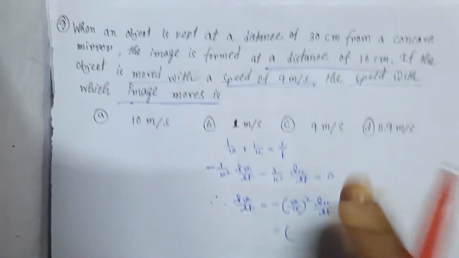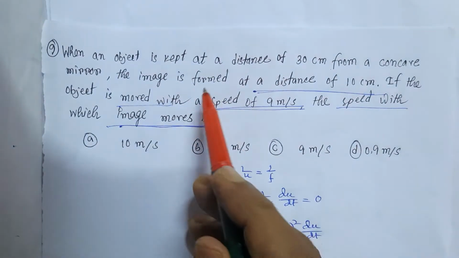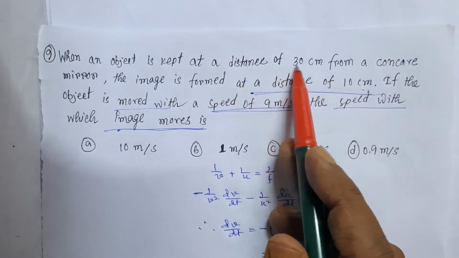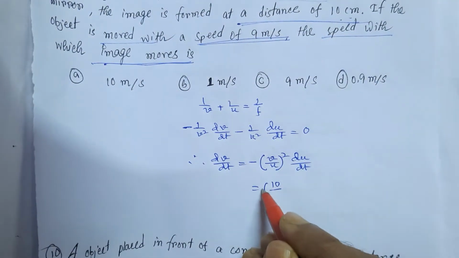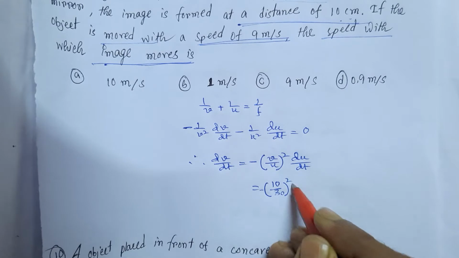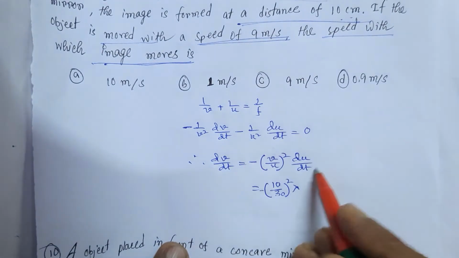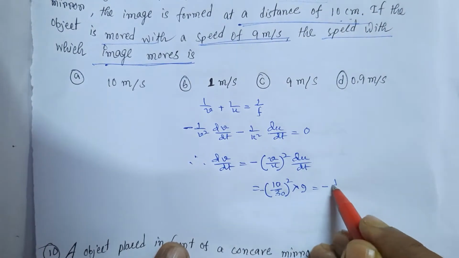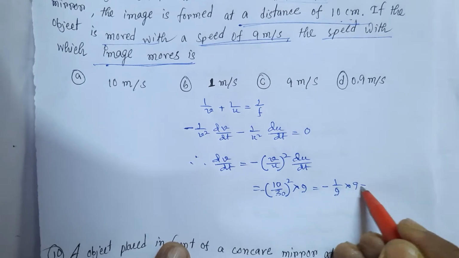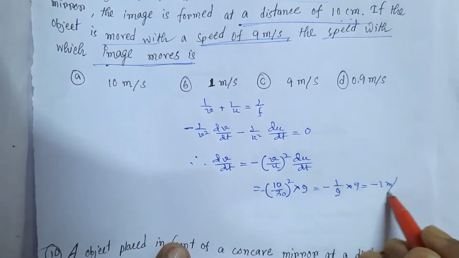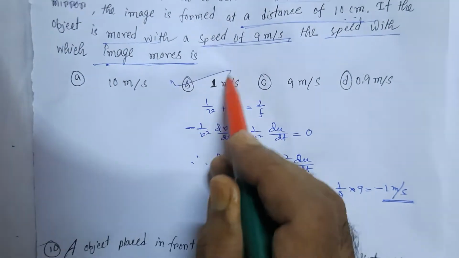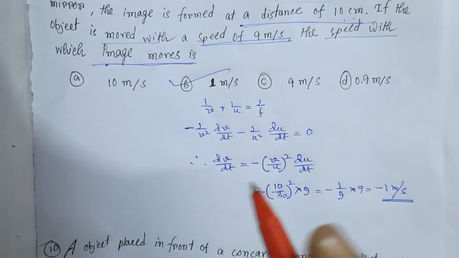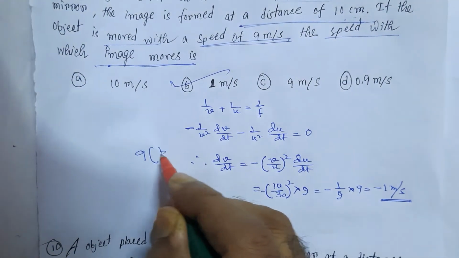So what is the value of v? Image is formed at a distance 10 cm, object distance is 30 cm. So v is 10 cm, u is 30 cm. So v by u is 10 by 30 whole square. And du/dt is 9 meter per second. So this is minus 1 by 9 into 9. So minus 1 meter per second. So the speed of the image is 1 meter per second. So our correct choice for question number 9 is B.